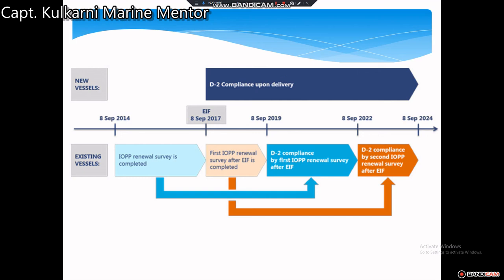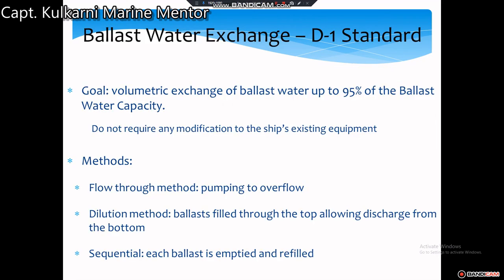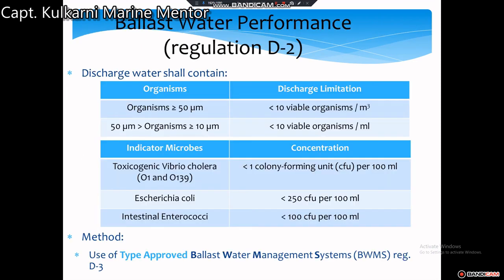Ballast water exchange D1 standard is up to 95%: flow through method, pumps to overflow, dilution method and sequential method. All three methods we have discussed already. Next is the D2 standard. We are going into much detail, and these are the standards in case somebody wants to keep track or double check. It should be very clearly mentioned in the ballast water management plan also. This ballast water management system has to be type approved, and this type approval is given in the D3 standards.